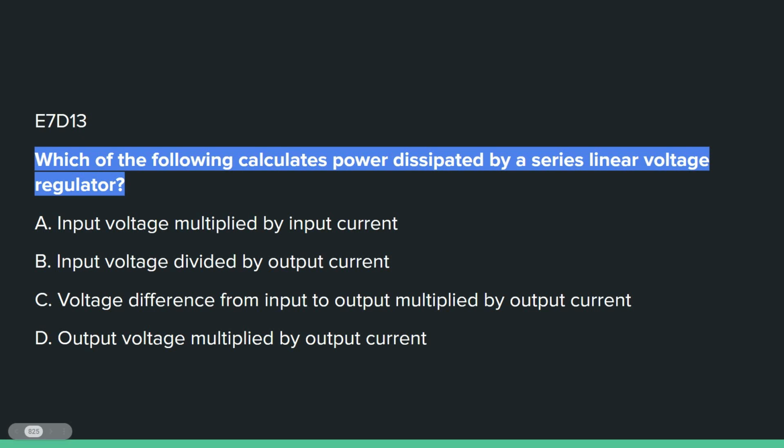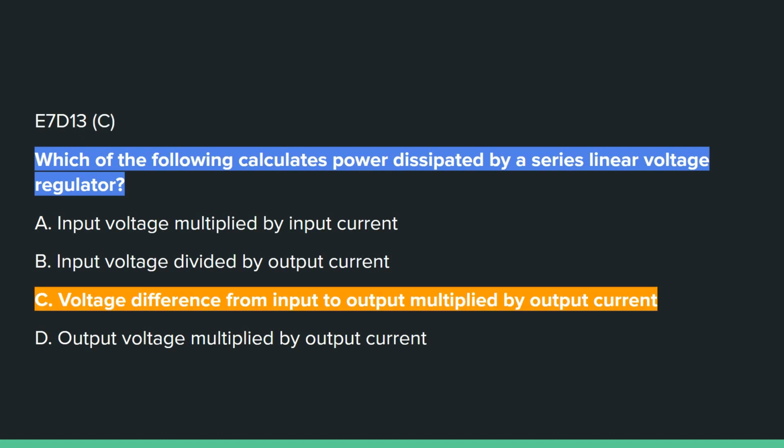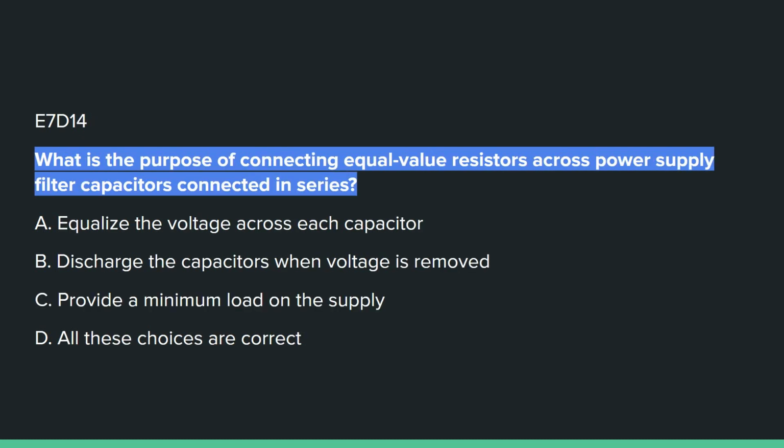E7D13, which of the following calculates power dissipated by a series linear voltage regulator? C. Voltage difference from input to output multiplied by output current. E7D14, what is the purpose of connecting equal value resistors across power supply filter capacitors connected in series? The answer is all of these choices are correct. So it equalizes the voltage across each capacitor, discharges the capacitors when voltage is removed, and provides a minimum load on the supply.